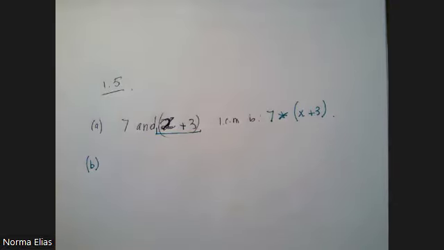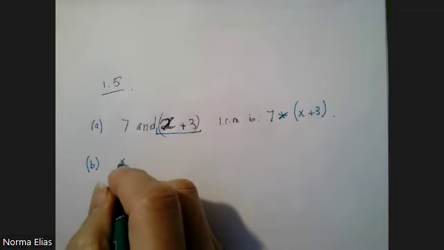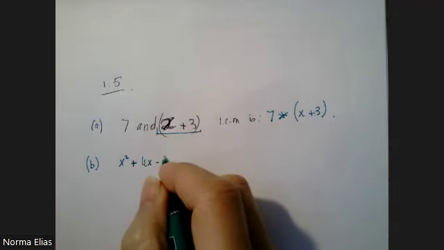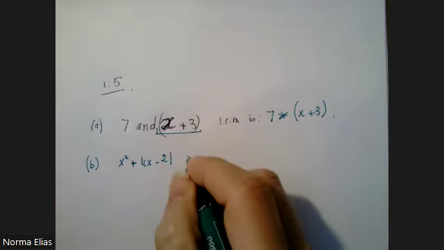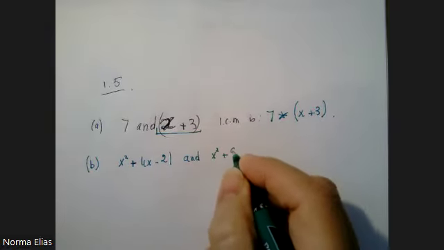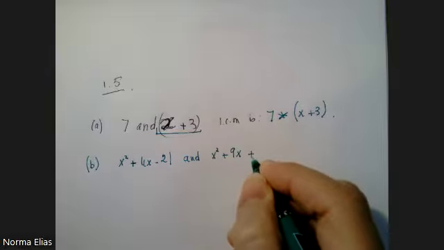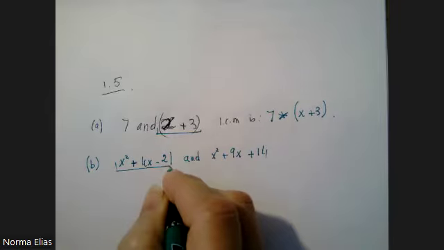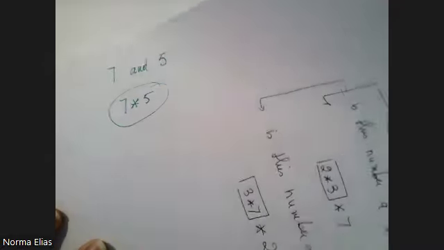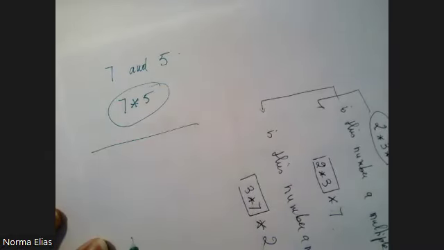The question is, find the least common multiple of the following: x squared plus 4x minus 21 and x squared plus 9x plus 14. So these are the two expressions, and they want me to find the least common multiple of those. The first way is we try to factor those expressions. Let me go back to numbers to remind you the process.